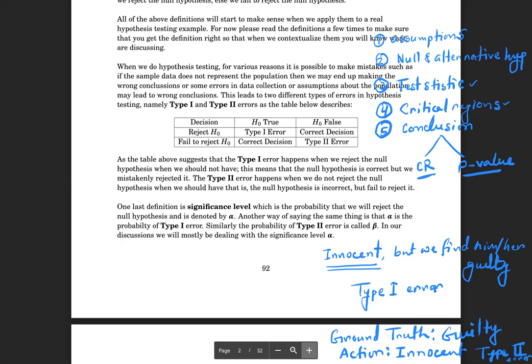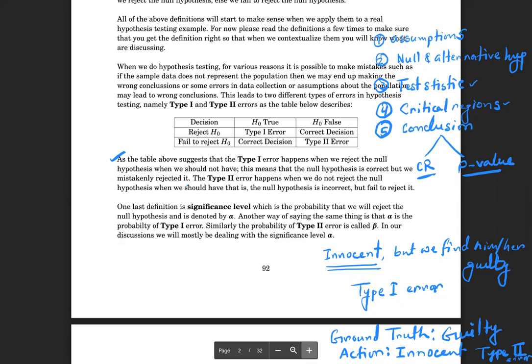Now, type 1 error, let me go about this a little bit more. Type 1 error happens when we reject the null hypothesis when we should not have. This means that the null hypothesis is correct, but we mistakenly rejected it. And type 2 error happens when we do not reject the null hypothesis when we should have; that is, the null hypothesis is incorrect, but we fail to reject it.